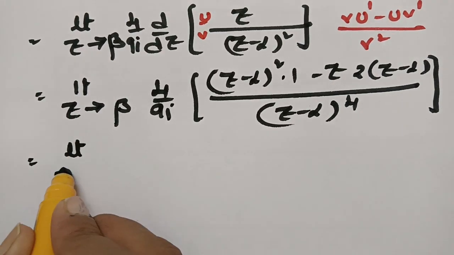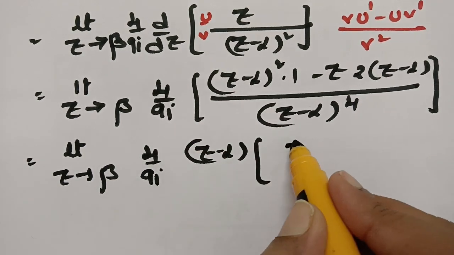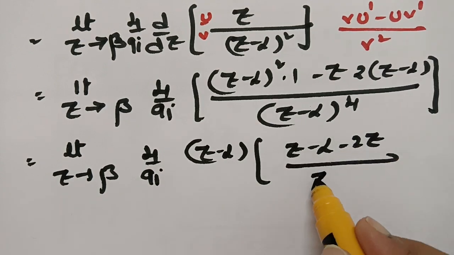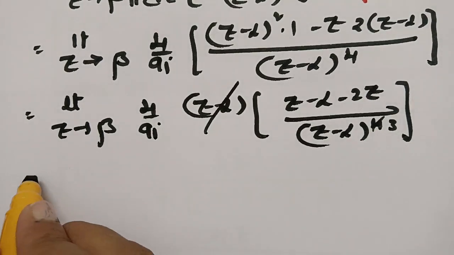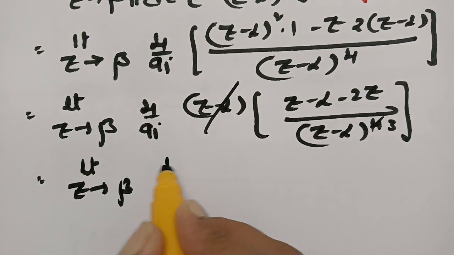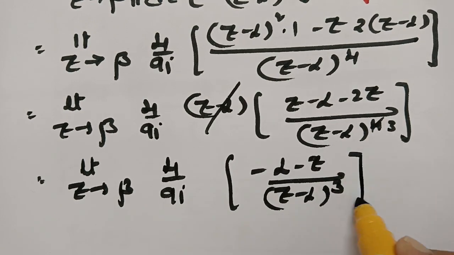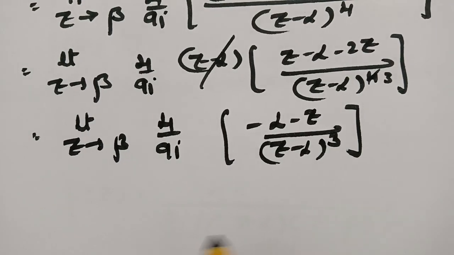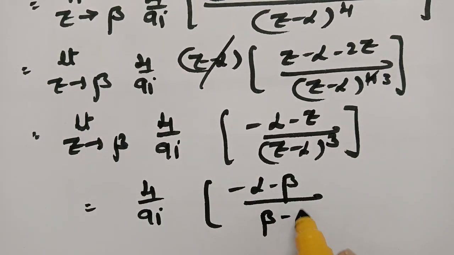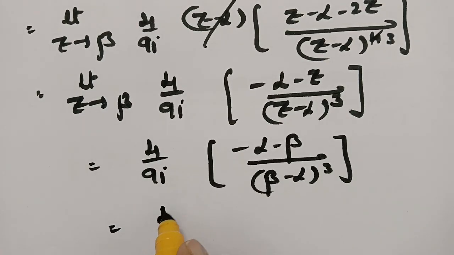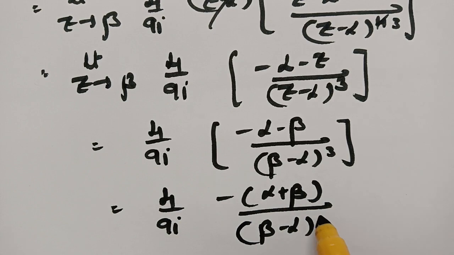See here, this value will be the limit z tends to beta of 4 by 9i. If I take (z minus alpha) common, this will be (z minus alpha minus 2z) by (z minus alpha) power 4. If I cancel one time, this will be cube. So this is the limit z tends to beta of 4 by 9i times (minus alpha minus z) by (z minus alpha) whole cube. In place of z I am keeping beta here. So this value will be 4 by 9i times (minus alpha minus beta) by (beta minus alpha) whole cube. If I take minus common, this will be (alpha plus beta) and (beta minus alpha) whole cube.